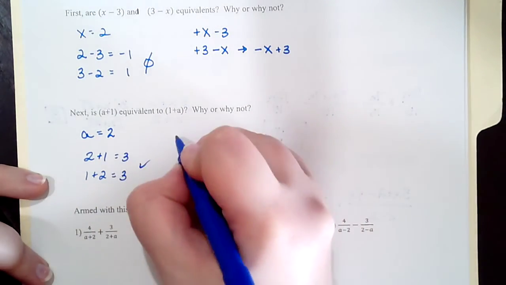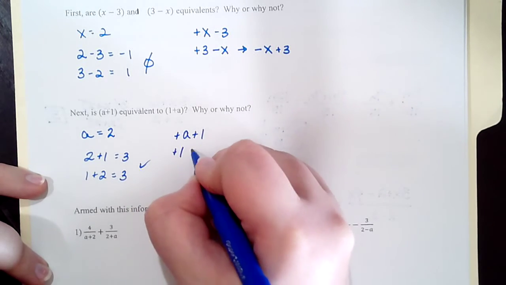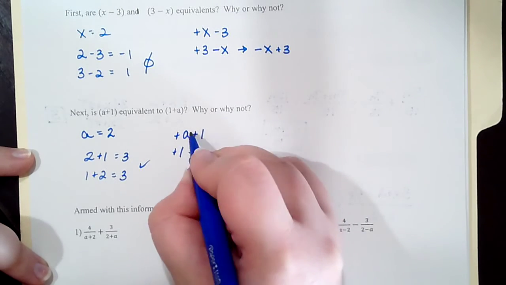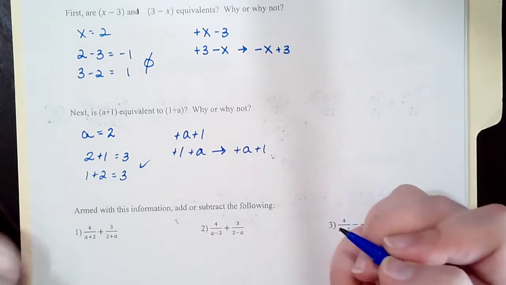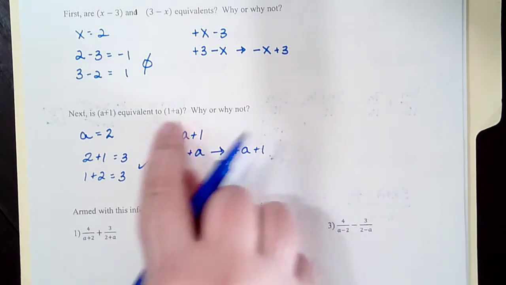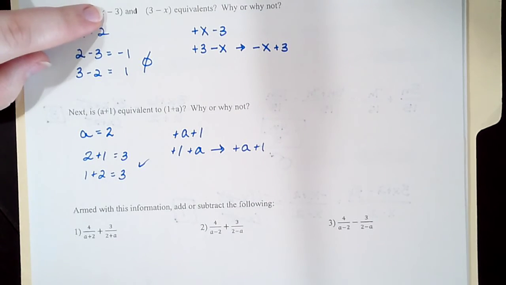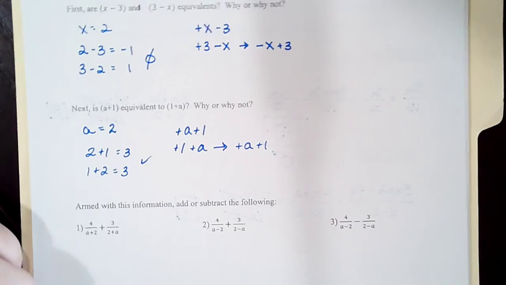Well, let's give everyone a sign again. Positive a, positive 1, positive 1, positive a. If I switch these two around to match this, where the a is in front, I get positive a, positive 1. Hence, this is the same as this. We have to be careful when there's a negative involved. I know I said it a ton on the last page, but I'm going to say it a ton on this one too. Negatives are tricky, and we have to be careful.